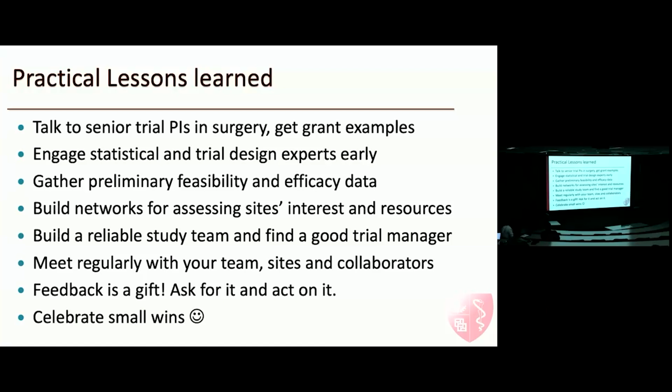And feedback is a gift. This is my general dictum in life. You have to ask for it and act on it. People who are willing to give you feedback are your friends. They're not judging you. They're actually helping you. And especially for overcoming barriers to recruitment and enrollment and understanding what are the pain points, how your trial could fail, you really, really want good feedback early and often and throughout. And celebrate the small wins. It's a long road to run these kinds of trials.